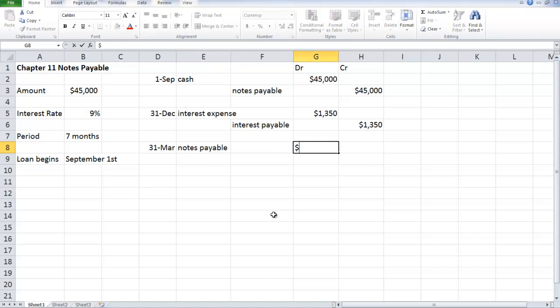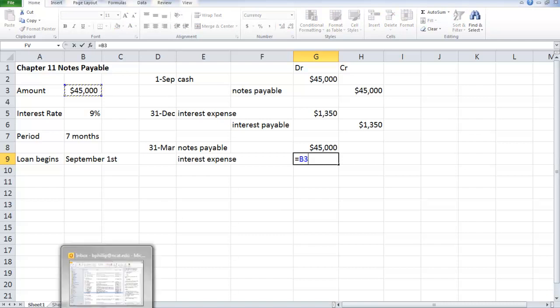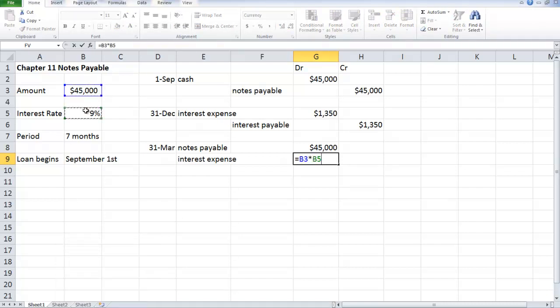So we want to debit the notes payable for the face value of what was owed, which is $45,000. Okay. Then we have interest expense that's accrued from January 1st to March 31st, so for 3 months. So we have to list the amount of interest. So in this case, it's the amount of the loan times the interest rate of 9% times 3/12, or 3 months. So there's an additional $1,013 worth of interest.